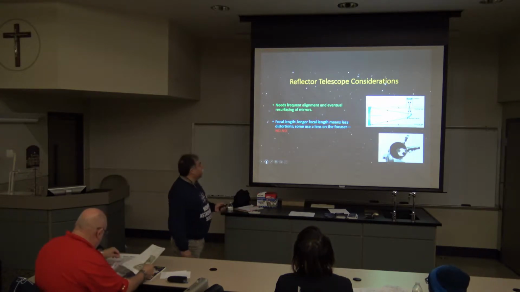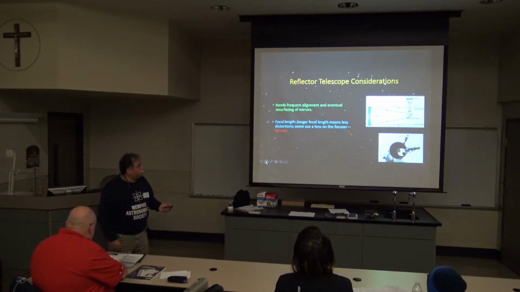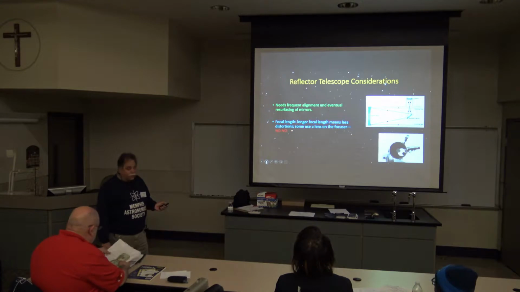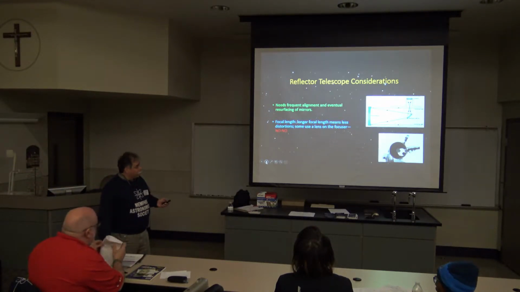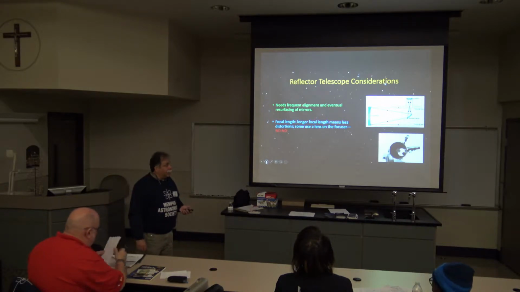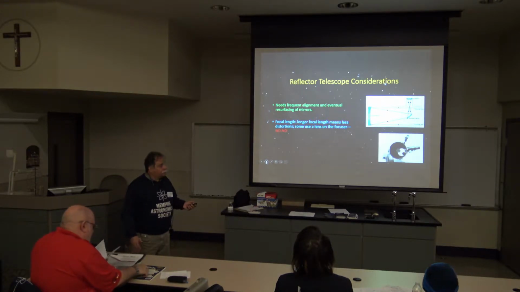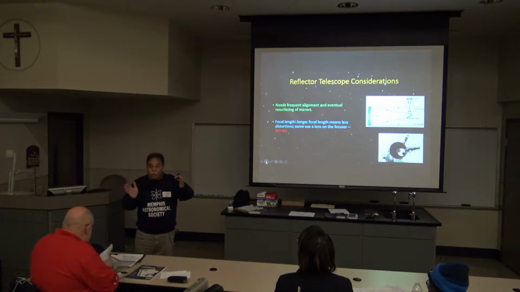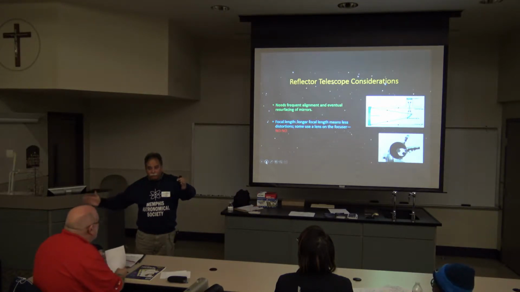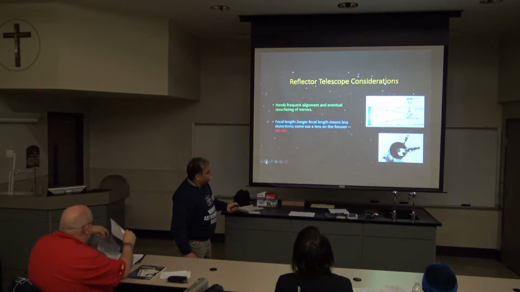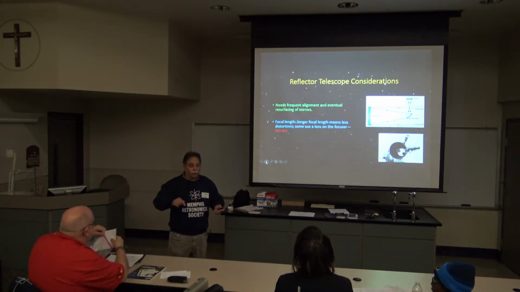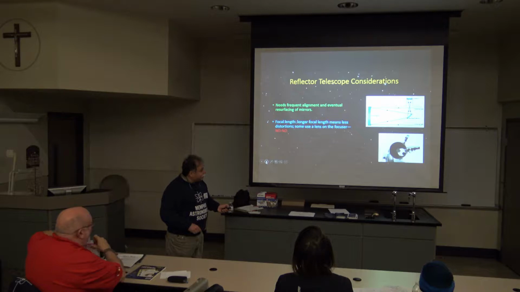The other thing here, the longer focal length means less distortion. That's the same case as the refractors. But there is one thing. Companies, in order to sell smaller scopes with a longer focal length, put a lens inside here. Those are terrible. Don't buy a telescope that has a lens in here.